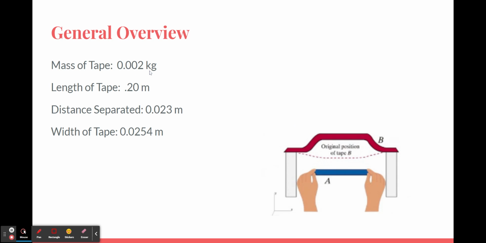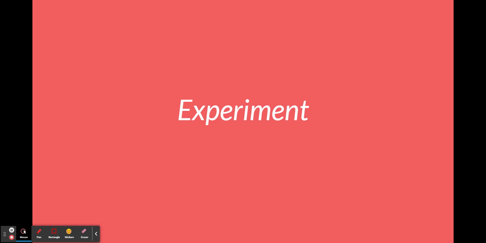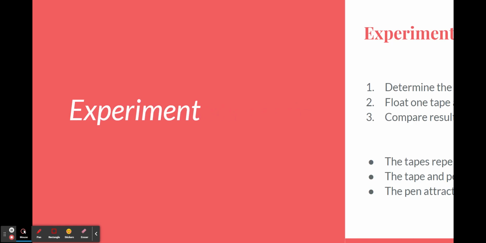And this is also a general overview of the data we got from the experimental model itself: the mass of the tape, the length of the tape, the distance separated, and the width of the tape, all listed here. Now moving on to the first portion of the lab, the experimental part.